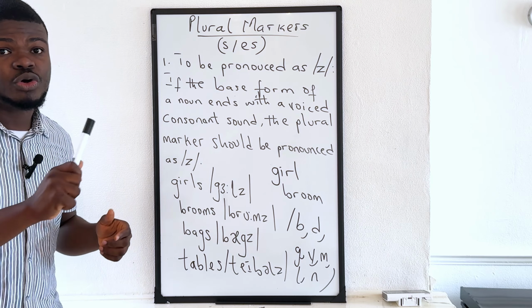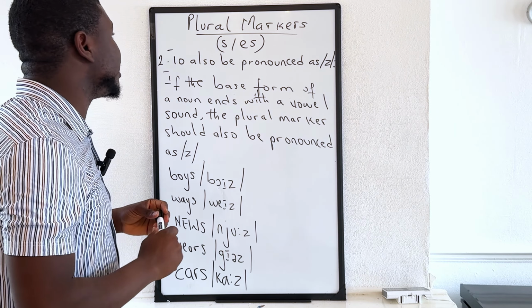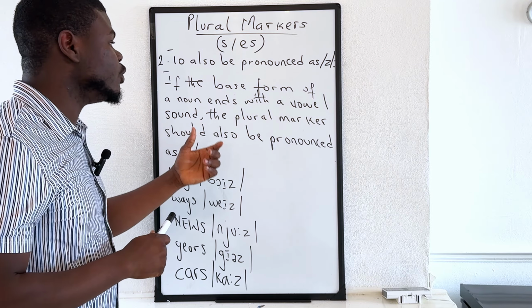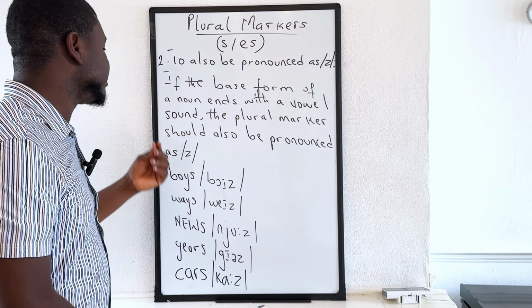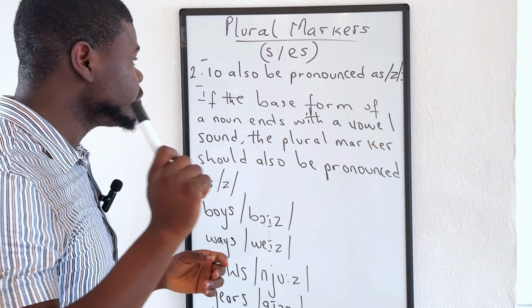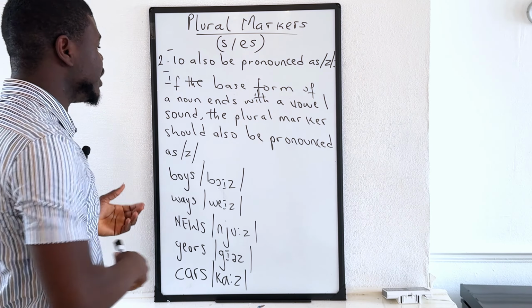Let's go to rule number 2. To also be pronounced as Z, if the base form of a noun ends with a vowel sound, the plural marker should also be pronounced as Z. Now, rule number 1 says if it ends with a voiced consonant sound. Rule number 2, however, says that if the base form of a noun ends with a vowel sound, like so.